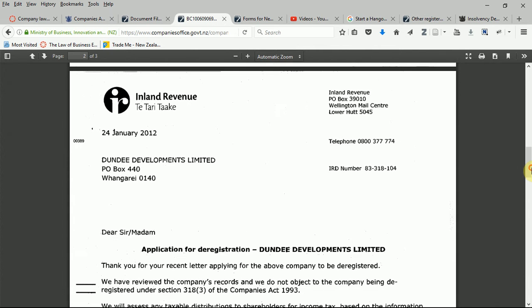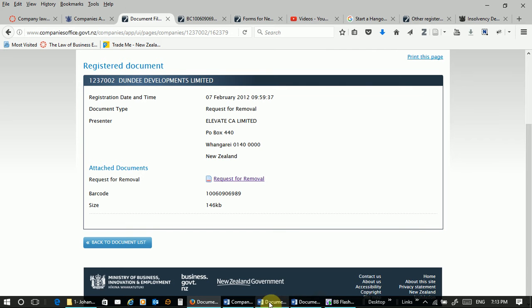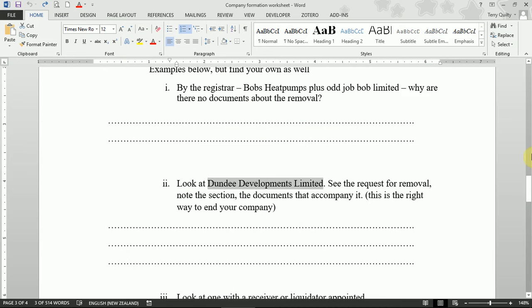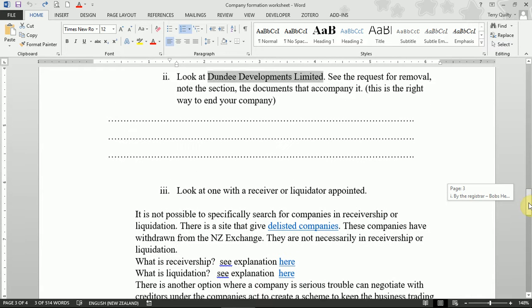Okay, now this is the proper way to do it, and it's particularly important with the IRD because once this is done, then you cannot have further issues relating to tax unless you are fraudulent in your statements. Now, that's a very good example of what you should do. The only way you can do this, though, is if you're solvent, because you have to say you've paid everybody off and IRD is happy with that.